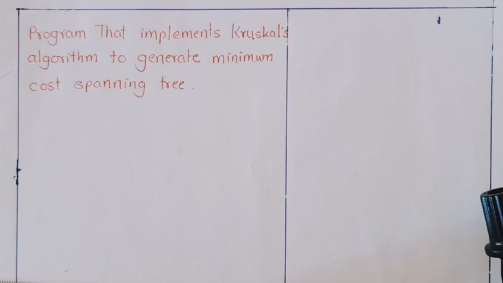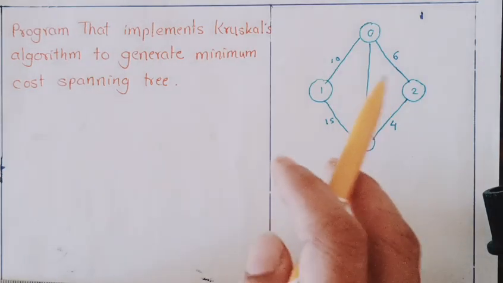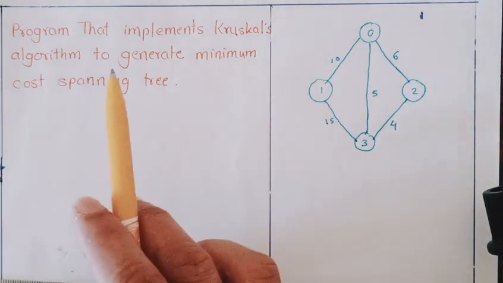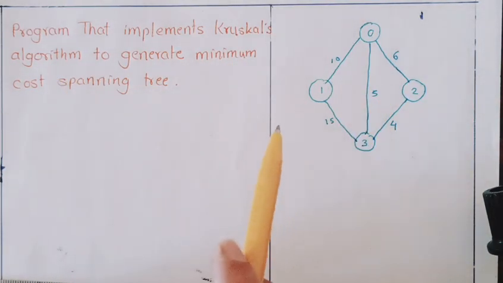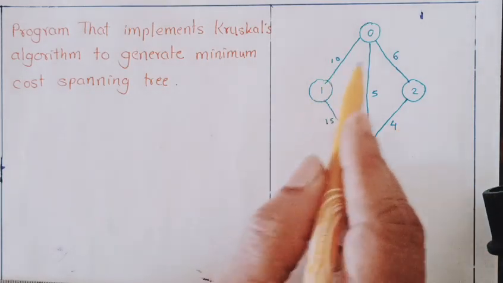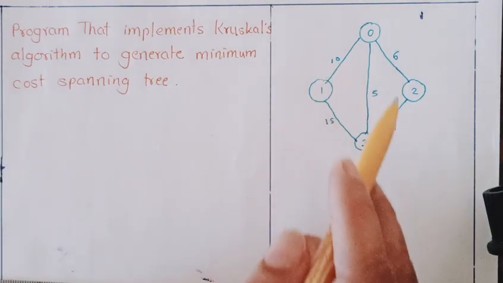Hello student, today we will see a program that implements Kruskal's algorithm to generate a minimum cost spanning tree. So here you can see a spanning tree. Using Kruskal's algorithm, you can see here how to find the minimum cost. First you have to find the minimum cost from all the edges.